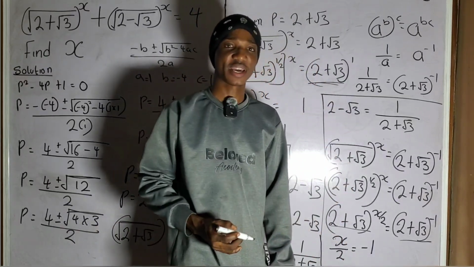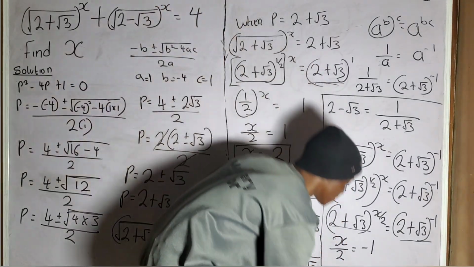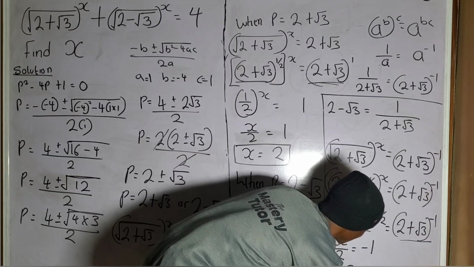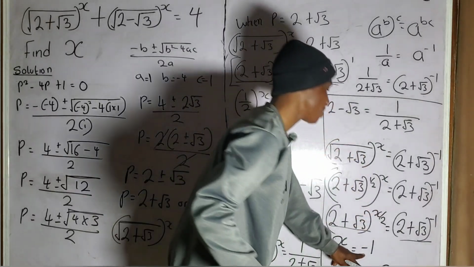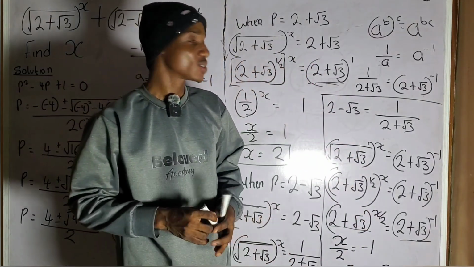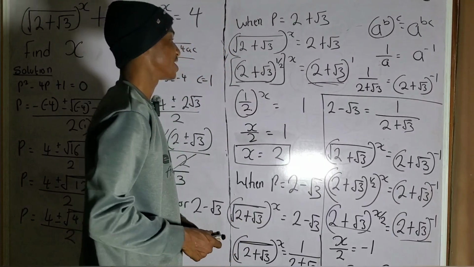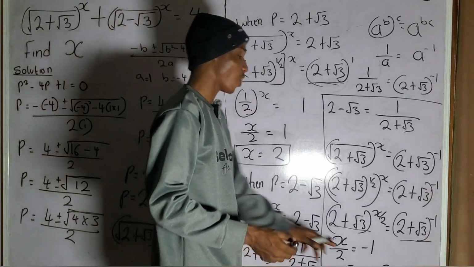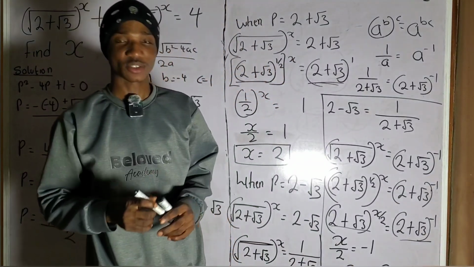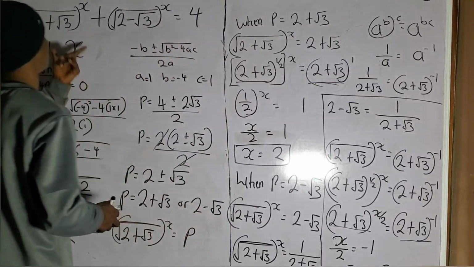To get the value of x, you cross multiply. So I'm going to have x equals negative 2, because 2 times negative 1 will give me what? Negative 2. So that is the answer to the question. x equals 2 or negative 2, which are the two values for the solution of this.